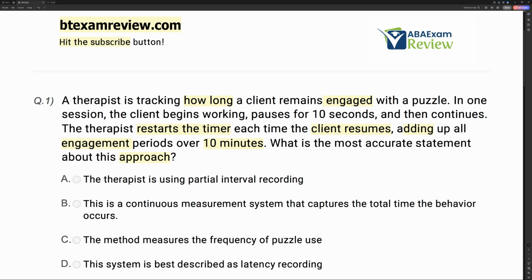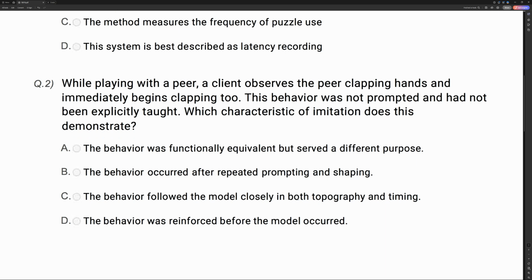C, the method measures the frequency of puzzle use. Well, we're not measuring frequency, right? Frequency is a count. The therapist is tracking how long. And then D, the system is best described as latency recording. What does latency measure? Latency measures the time in between the SD and the first response. The therapist is not measuring how long it takes for the client to become engaged, for instance. They're measuring total time engaged. So the best answer here is B. This is a continuous measurement system that captures the total time the behavior occurs.